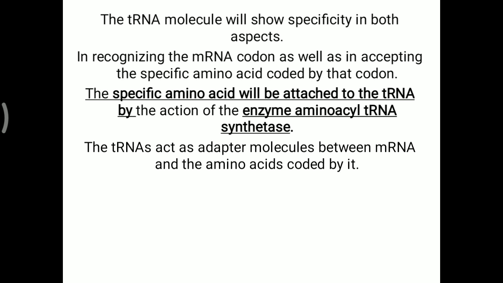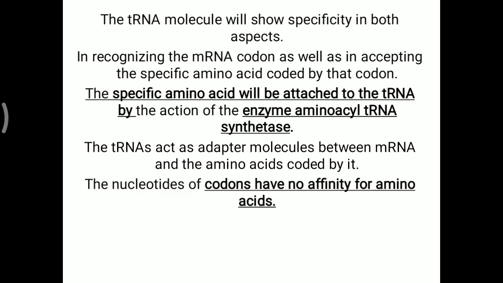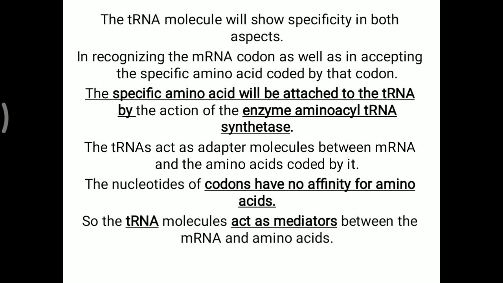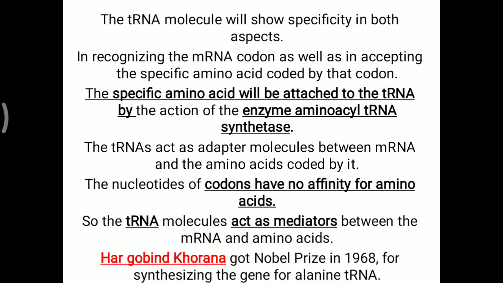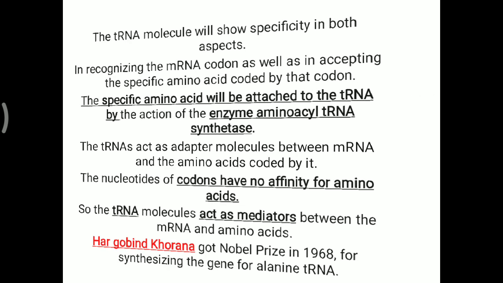The tRNA acts as an adapter molecule between the mRNA and the amino acid coded by it. The nucleotides of the codon have no affinity for the amino acid. So the genetic codon is specific for some amino acid, but this codon has no affinity for the amino acid. So the tRNA molecule acts as a mediator between the mRNA and the amino acid molecule. Har Gobind Khorana got the Nobel Prize in 1968 for synthesizing the gene for alanine tRNA.